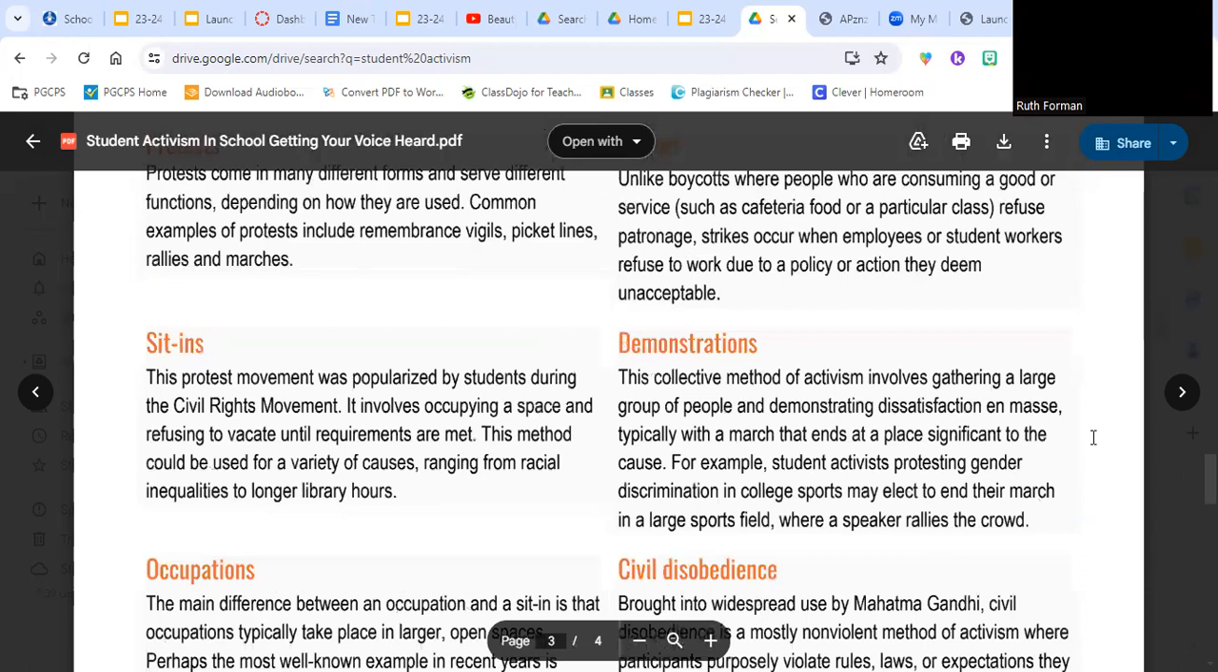Sit ins. This protest movement was popularized by students during the civil rights movement. It involves occupying a space and refusing to vacate until requirements are met. This method could be used for a variety of causes, ranging from racial inequalities to longer library hours.